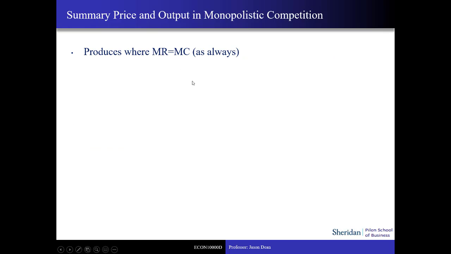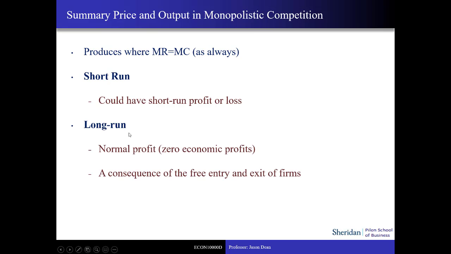So just in terms of a summary, for profit maximization in monopolistic competition, as always, we set marginal revenue equal to marginal cost. You want to keep doing something as long as marginal revenue, which is your benefit, exceeds the cost. In the short run, you could have profits or losses, and so the entry and exit of firms, depending on which of those two cases are true, will lead to zero economic profit in the long run. And again, this is the consequence of the free entry and exit of firms.